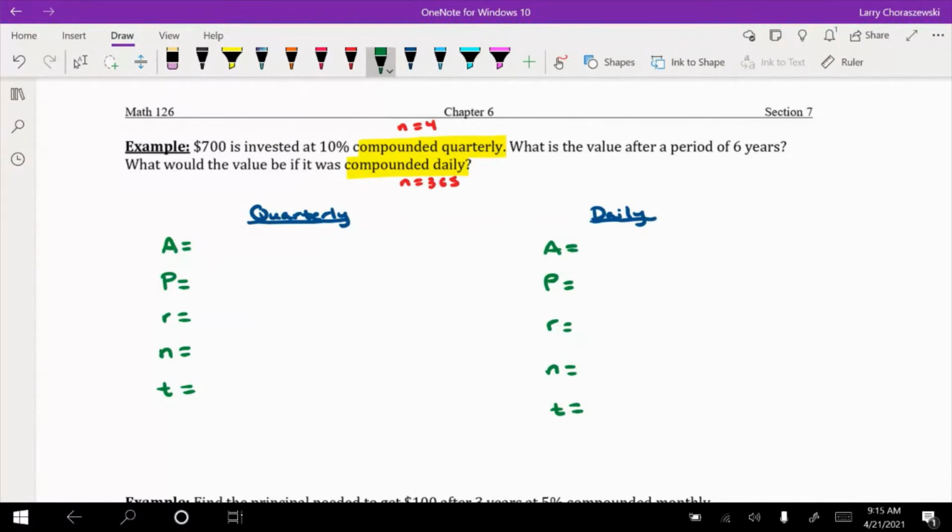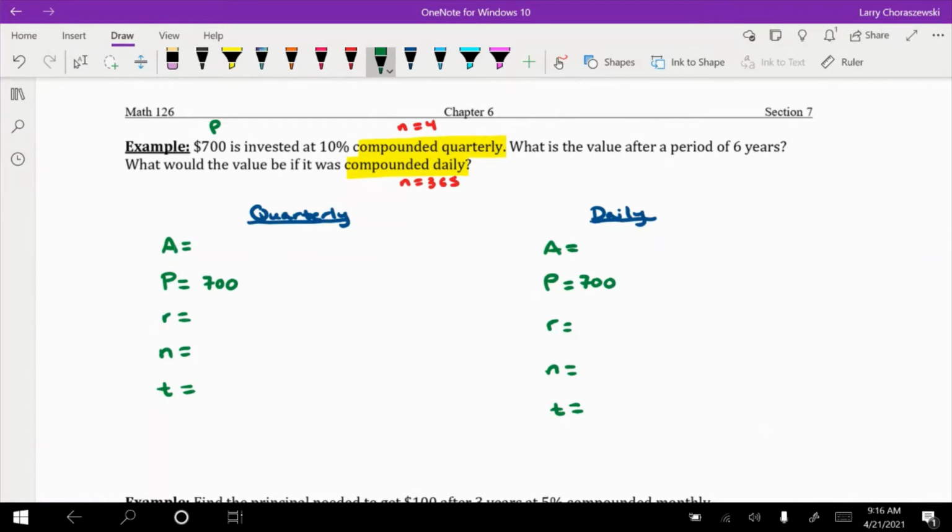Now let's look at this first sentence. It says $700 is invested. $700 is either a value of A or a value of P. Based on how it's phrased, or even looking at the second sentence where our question is, what is the value after a period of 6 years? $700 would correspond to a value of P. That's an initial amount, so that's how much somebody's walking into the bank with. All right, so we're going to put 700 for P in each of these lists.